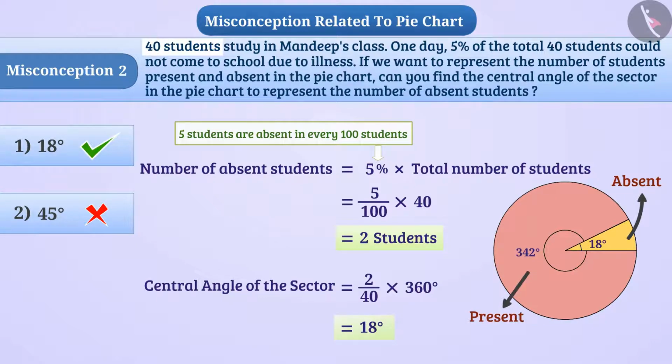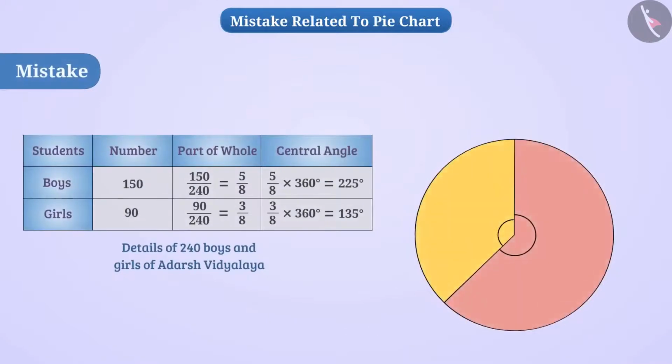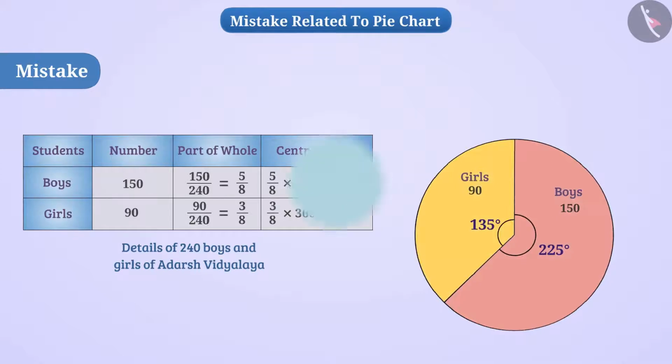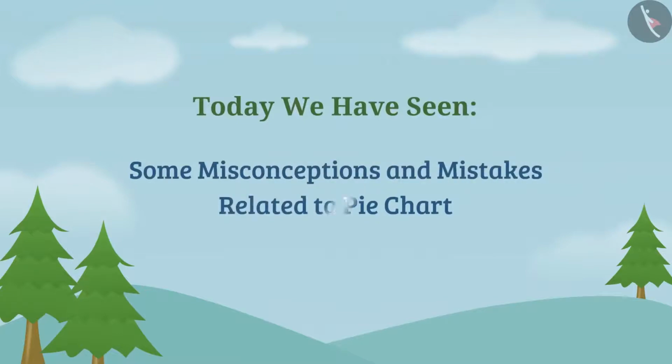Now, let us see a mistake that happens while making a pie chart. While making the pie chart, children forget to show what information is being represented by different sectors. Because of this mistake, what is represented by the sector cannot be determined and it makes it difficult to get information. Therefore, it is necessary to write the information represented by them on all the sectors of the pie chart. So today we have seen some misconceptions and mistakes related to pie charts.